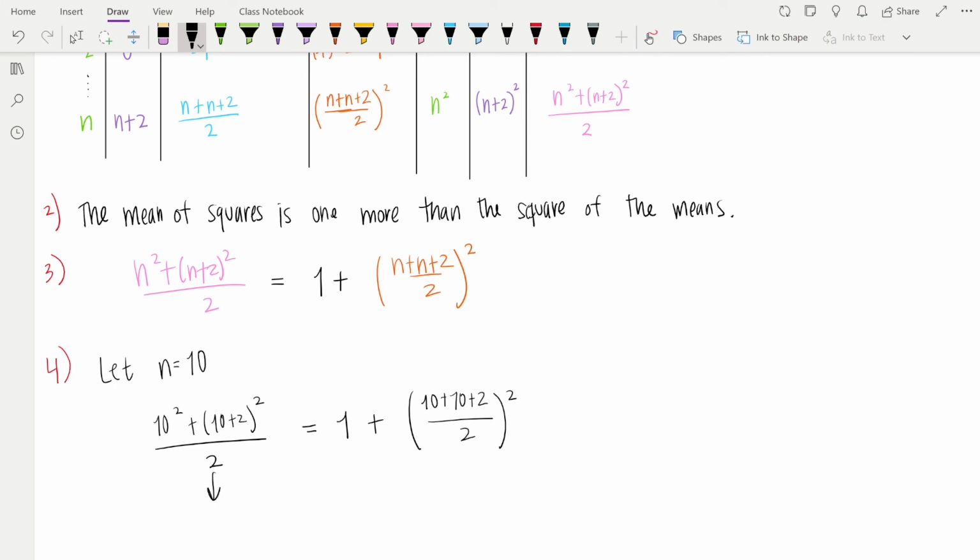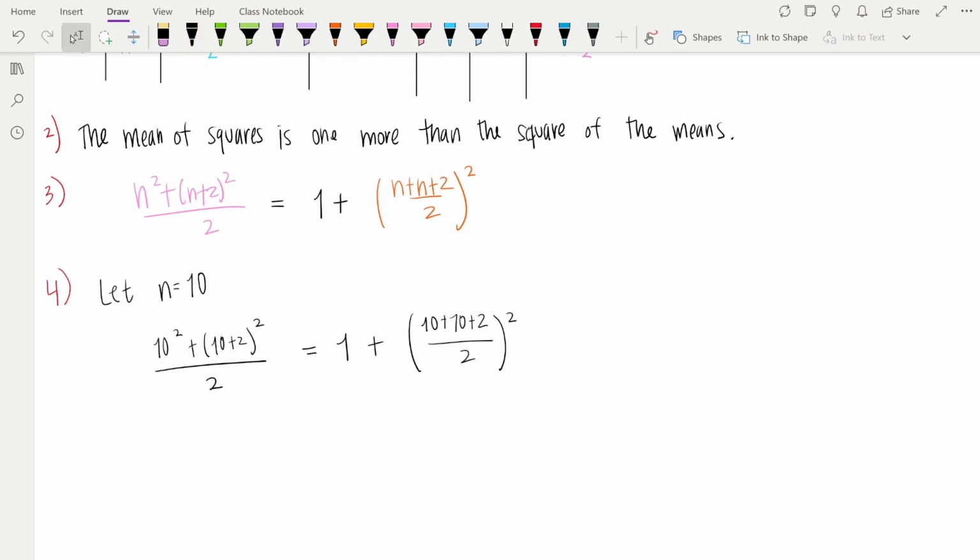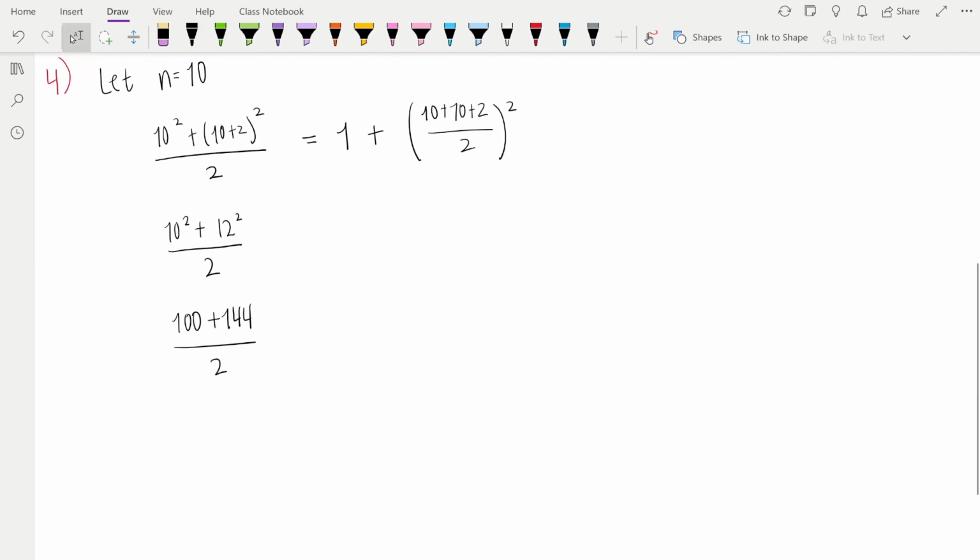My job now is just to double check that when I fully simplify this side in my calculator, I get the same number as when I fully calculate the right-hand side on the calculator. So let's just focus on the left-hand side. I'm always going to work vertically. So on the left-hand side, that's 10 squared plus 12 squared divided by 2. So that's 100 plus 144 divided by 2. So that's 244 divided by 2, which is 122.